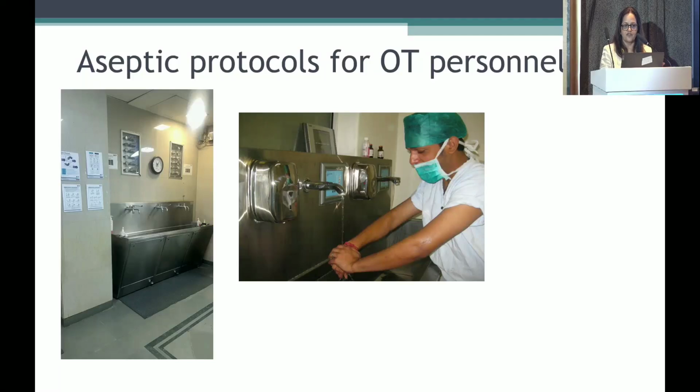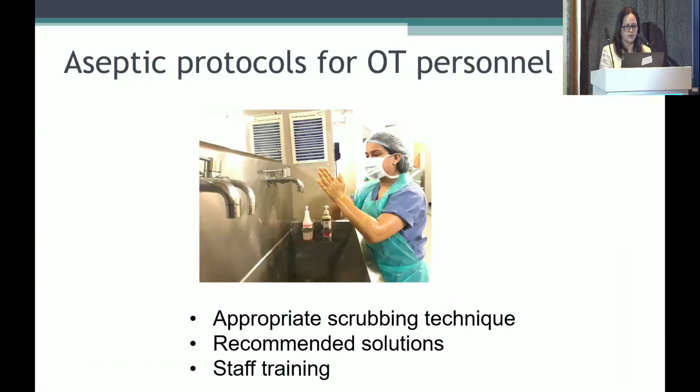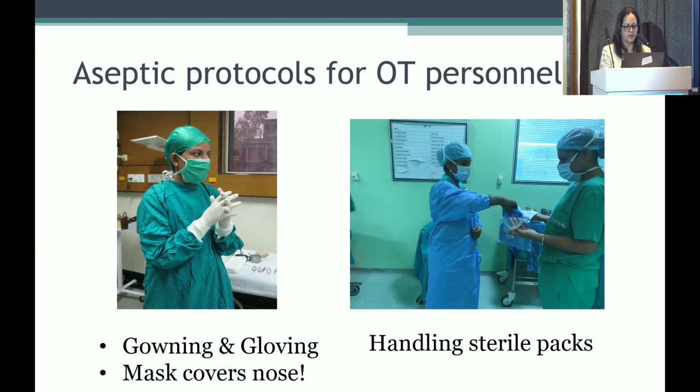You can have the best of OTs, but if OT personnel are not following diligently the protocols which are in place, it won't help. For example, I've just put up this picture, which is the wrong way of scrubbing. Mask is beneath the nose, hands are down there, and the religious thread and the ring there are not going to save you from infections. So have training and retraining for your OT staff so that appropriate scrubbing techniques are used. Gloving, gowning, all of these have standard protocols for how they should be done in a proper way.